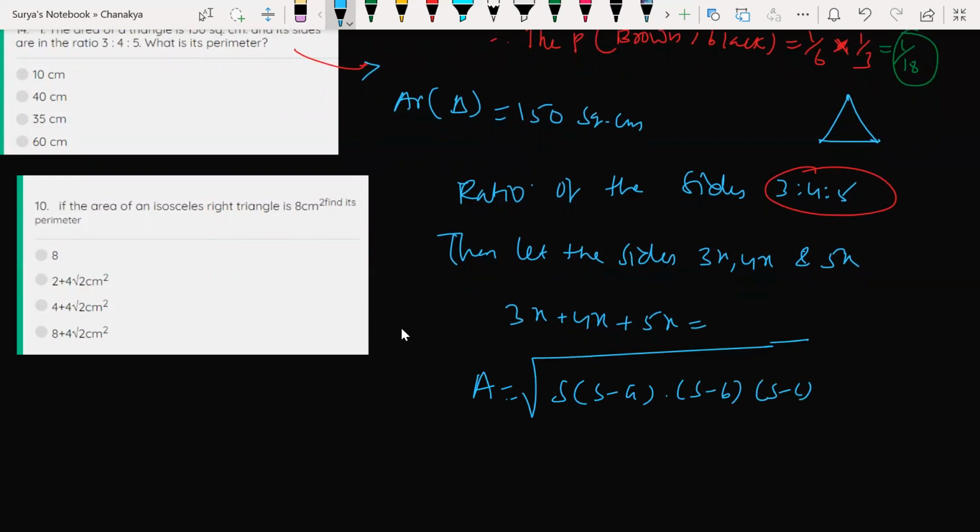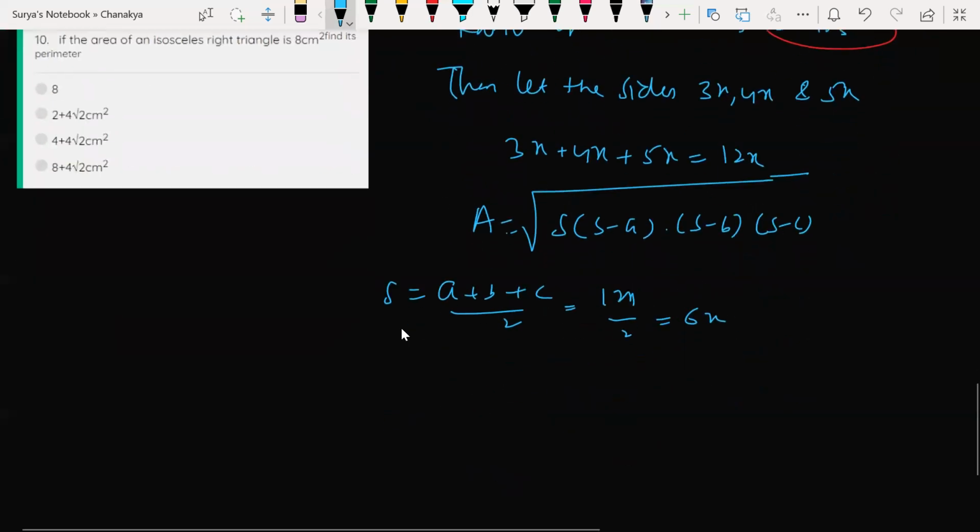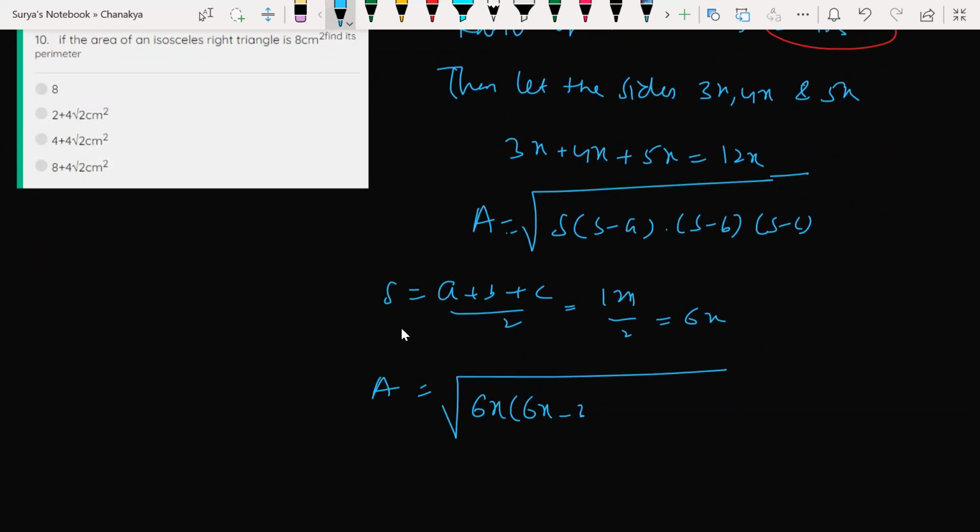What is the S value here? S is A plus B plus C by 2, the semi-perimeter. 3x plus 4x plus 5x is 12x, and 12x by 2 gives you 6x. Now substitute the value here. 6x minus 3x into 6x minus 4x into 6x minus 5x. It is a bit lengthy, but you have to solve it.